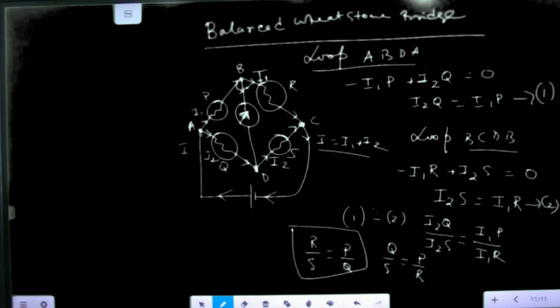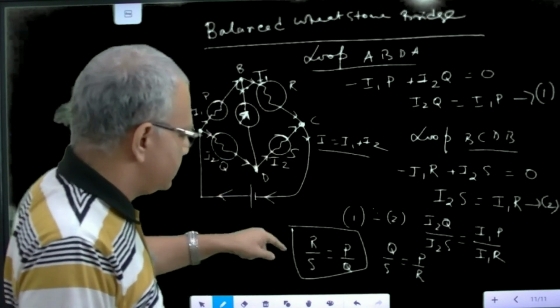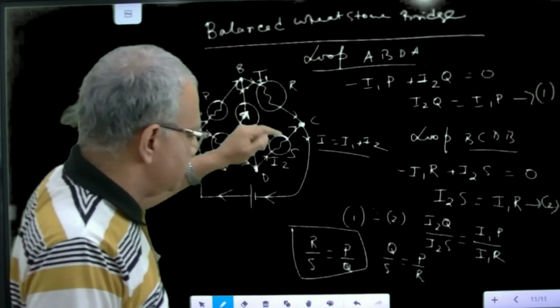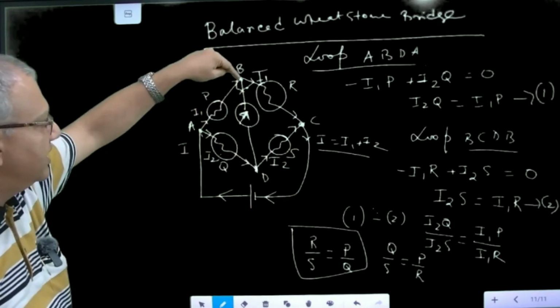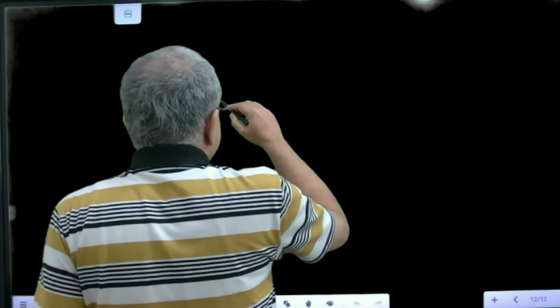The balanced Wheatstone bridge. If any kind of bridge like this exists, then the ratio of this by this is equal to this by this. If this is happening, then I can tell that through this middle branch there is no current going to flow. Simple. There are some applications of a bridge like this.